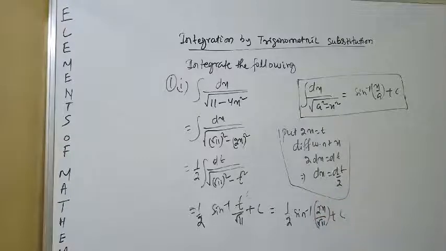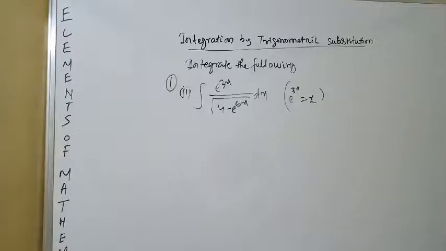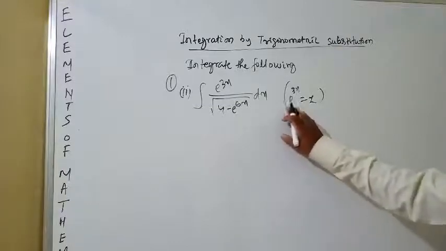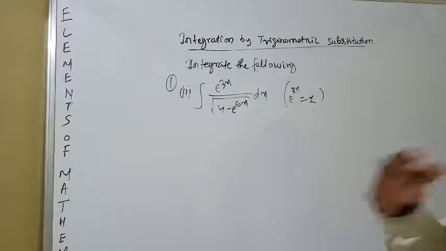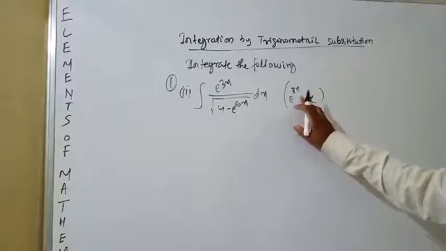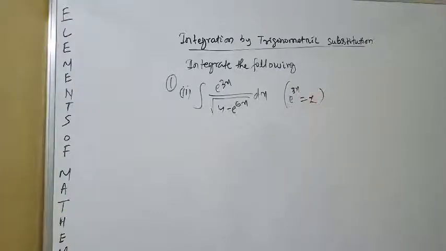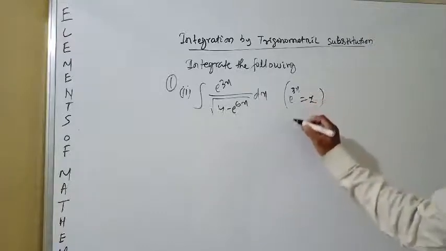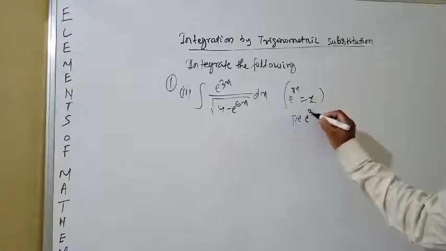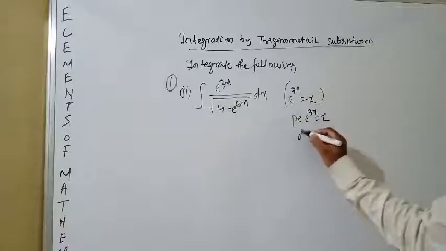Pause the video, note it down. You see the next problem. The question is given: integrate the following. Integration of e to the power 3x by root over 4 minus e to the power 6x. In this problem it is already given e to the power 3x is equal to z. That means we have to put e to the power 3x is equal to z.